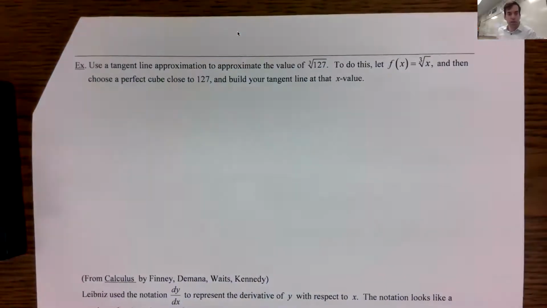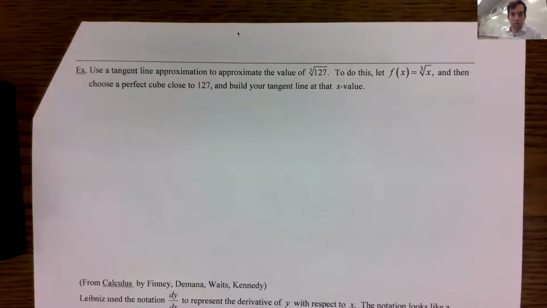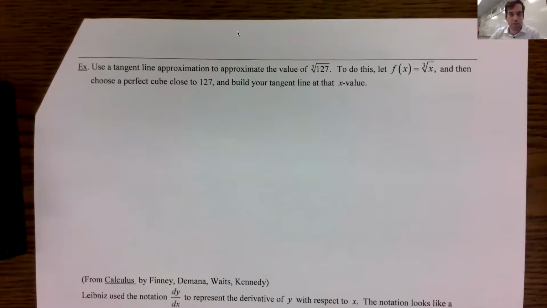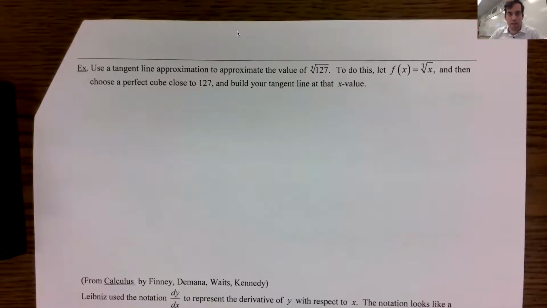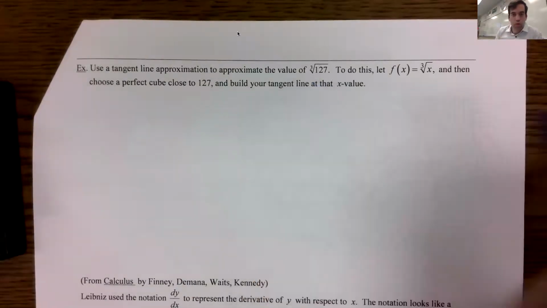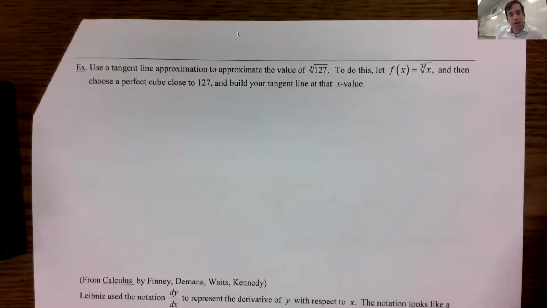Use a tangent line approximation to approximate the value of the cube root of 127. To do this, let f of x equal the cube root of x, and then choose a perfect cube close to 127 and build your tangent line at that x value. So we don't know the cube root of 127. And maybe this could be a question where we don't have access to a calculator.